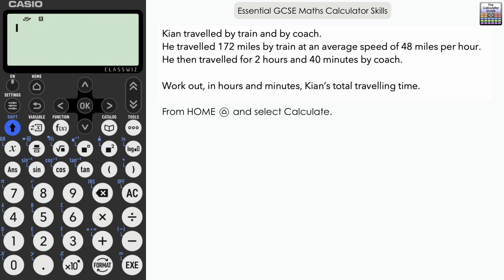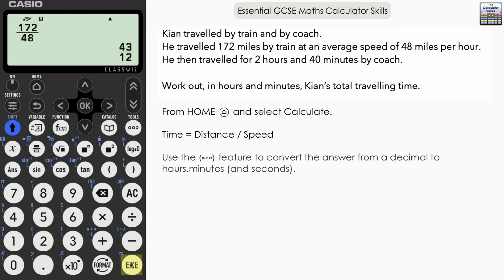Once again, we're going to make use of the degrees, minutes and seconds, the time feature on the calculator to help us out. We already have the time straight away for the coach part of the journey. We just need to work out the travelling time for the train. He travelled 172 miles at an average speed of 48 miles per hour. Well, the time will be the distance divided by the speed. Let's see how we would input that. 172 miles divided by, I'm going to use the fraction to help me out on this one, 48 miles per hour, so divided by 48, execute.